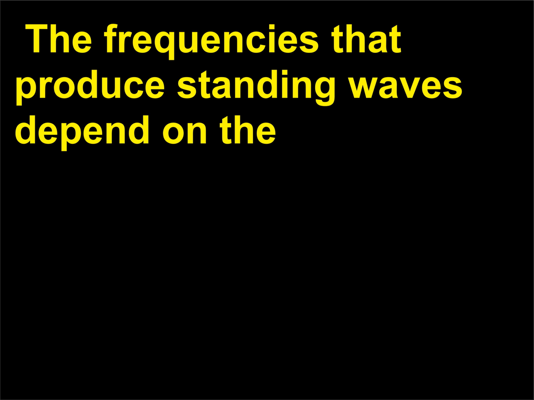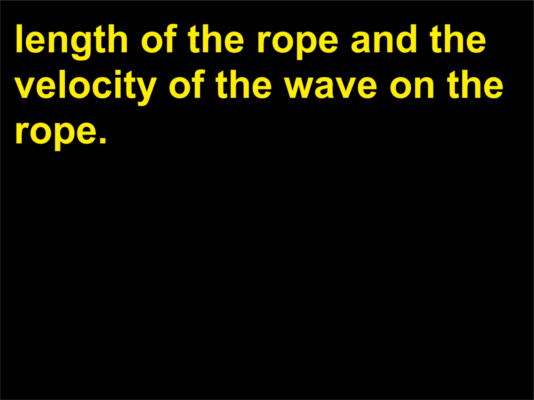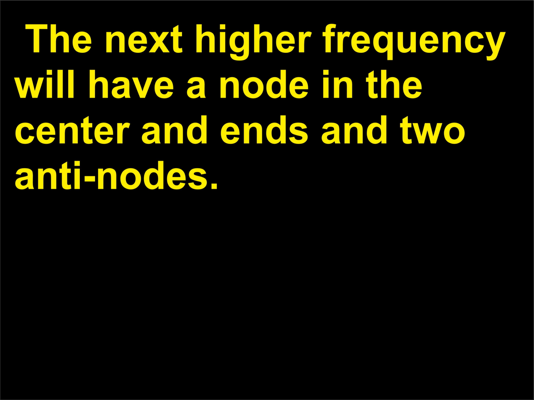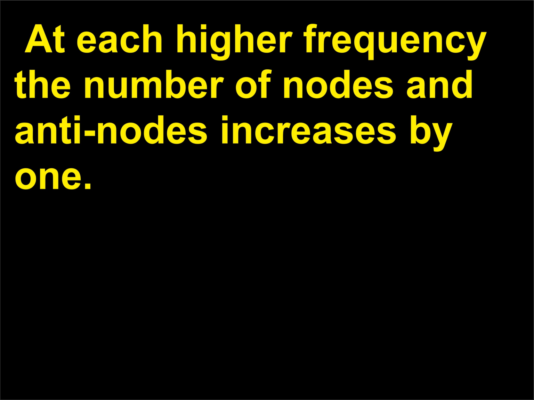The frequencies that produce standing waves depend on the length of the rope and the velocity of the wave on the rope. The lowest frequency will have nodes at the two ends and an antinode in the center. The next higher frequency will have a node in the center and ends and two antinodes. At each higher frequency the number of nodes and antinodes increases by 1.